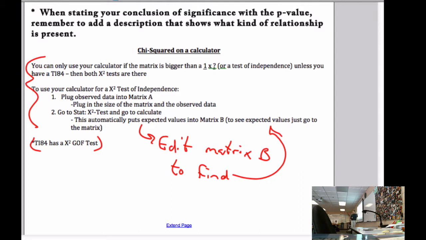Chi-squared on your calculator. I gave you directions on how to do it on your calculator. Something I would maybe add, and that's this part in red here. You're going to plug your data into matrix A. Then you're going to do a chi-square test. You're actually going to do the test, and it automatically puts your expected cells into matrix B for you. Then to write out your expected cells, do edit matrix B to find your expected cells, because you have to write those out. No way around it. They are actually looking for the box where you've written out your expected cells.